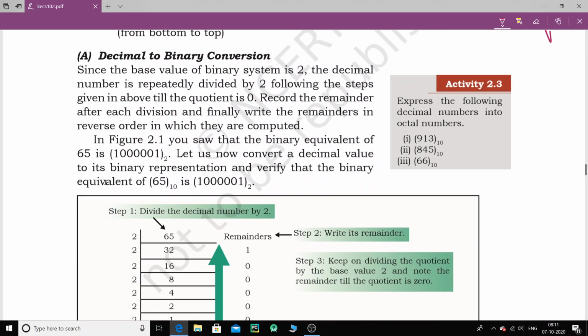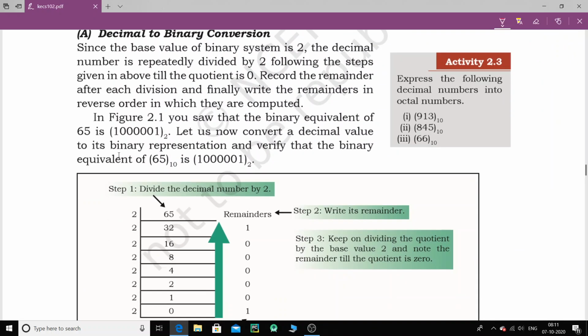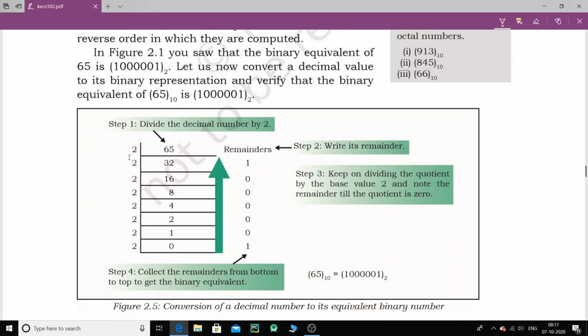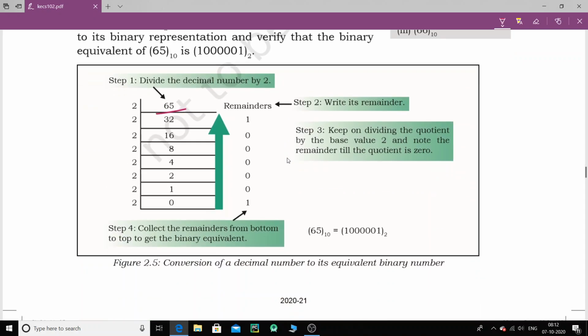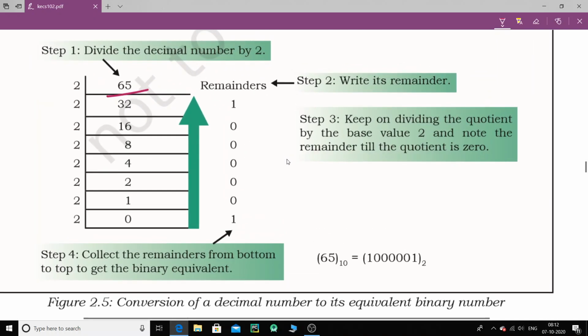So decimal to binary conversion is what they have shown here, right? I wanted to convert this decimal number into binary. So what I need to do is divide this by the base value of the binary, that is 2. As you can see here, I'm just going to enlarge this so that you can see it carefully. So this is the system. We have divided 65 by 2, and 2 times 32 makes 64, so the remainder comes as 1.